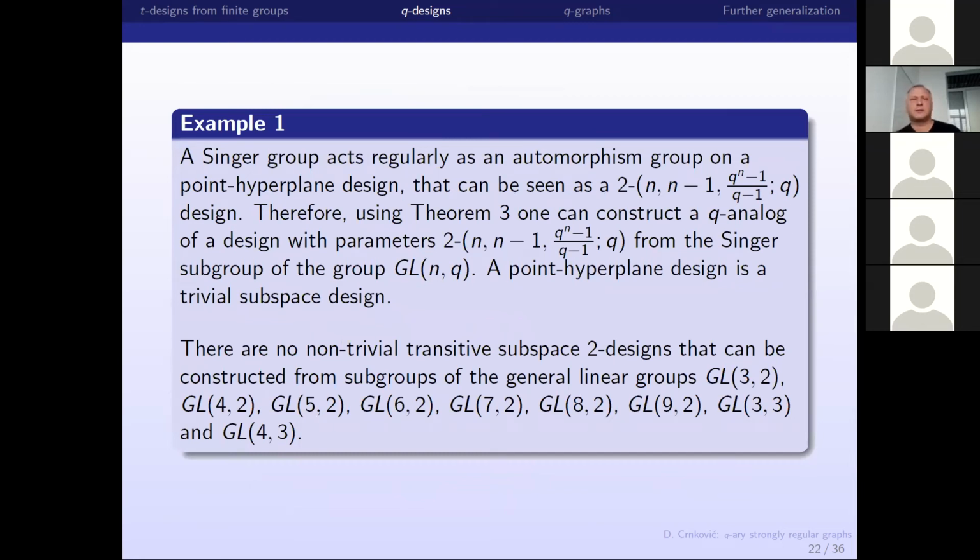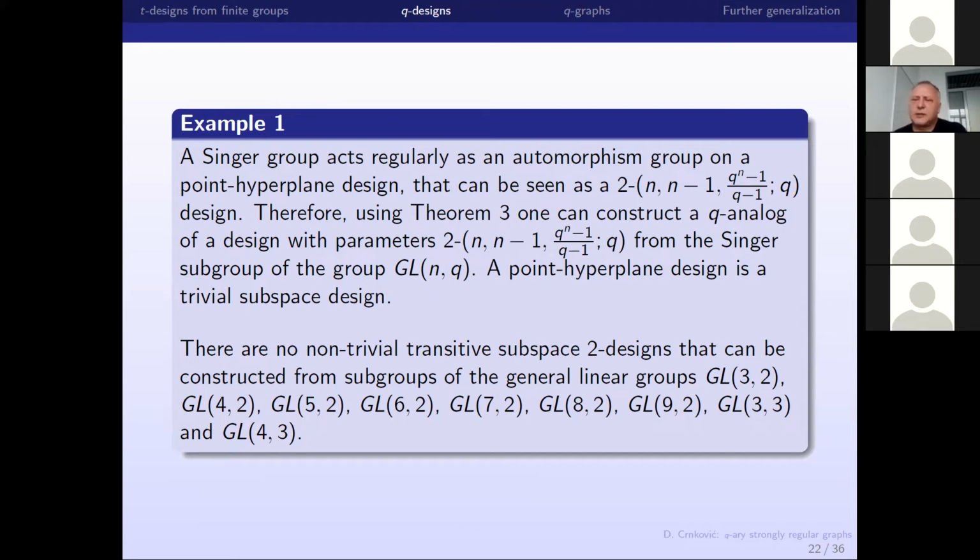So, an example first: a singer group acts as an automorphism group of a point-hyperplane design, and we can actually look at this design as a Q analog of a design, but this is actually a trivial subspace design. This is just to show that it is possible to apply this theorem and get something. So if you look at this point-hyperplane design as a Q design, as a subspace design, then this is a trivial case actually.